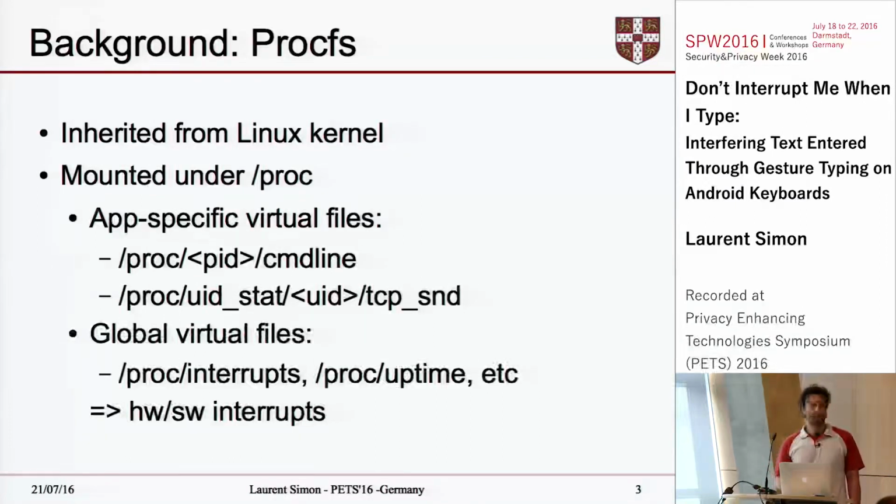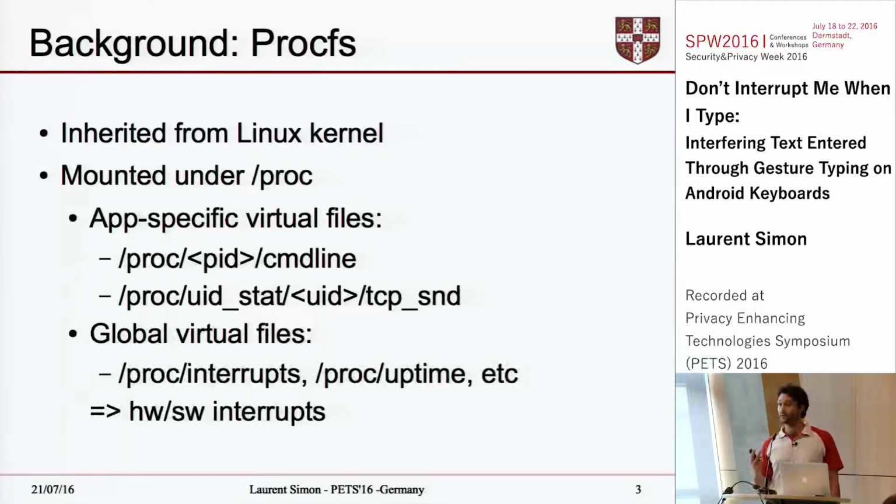For example, there's a file called tcp-send, which contains the number of bytes that every particular app has sent over the network. Not surprisingly, those application-specific virtual files have been shown repeatedly to enable substantial side channels. So in the latest Android version, those files have been locked down and are no longer readable by third-party apps. However, under procfs, we also find global virtual files that contain information about the global state of the system, and those are still accessible even in the latest Android version. So not surprisingly, these are the files that we exploit in this work.